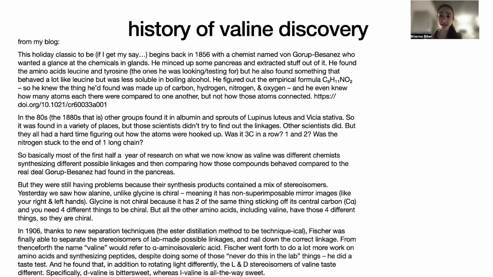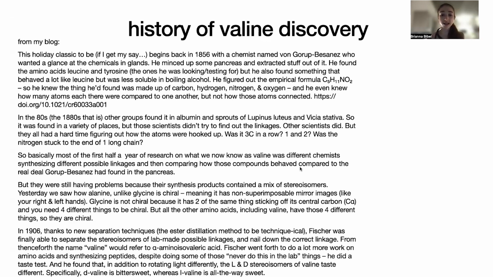And when you make these things in the lab, then you have issues with chirality. I talked more about chirality yesterday, a lot with alanine, how you have these right and left-handed versions. And if you make things in the lab, you get a mix of versions, whereas in the body, you only have a single version. So they were having a hard time trying to figure out the stereochemistry, so the way things were oriented in space.